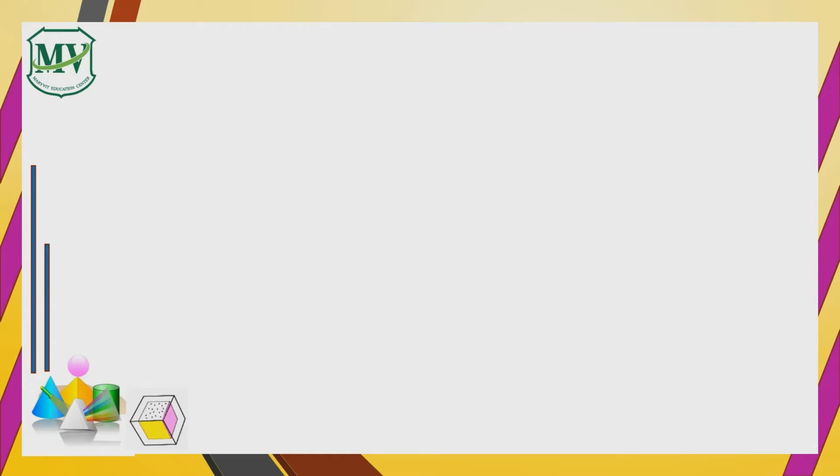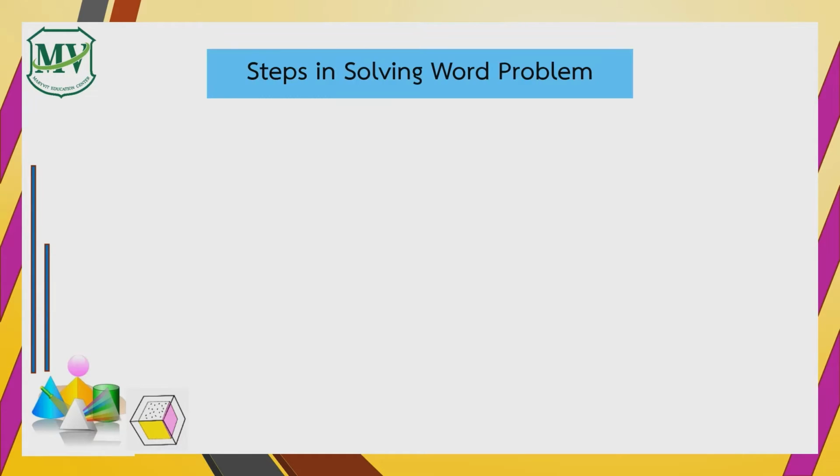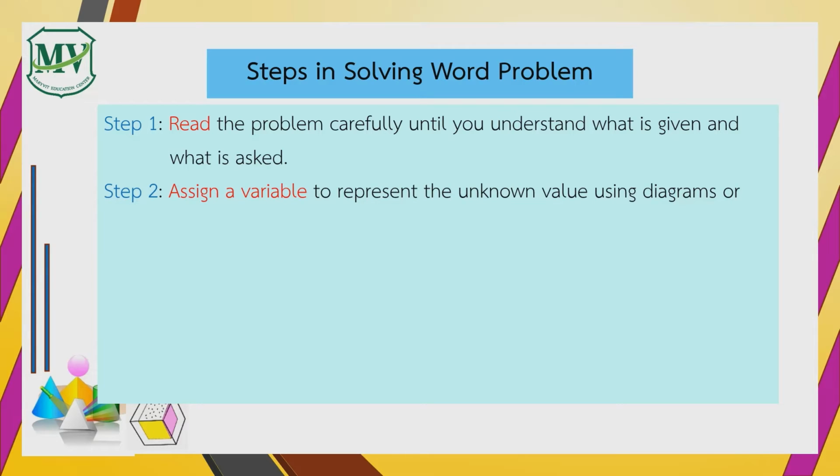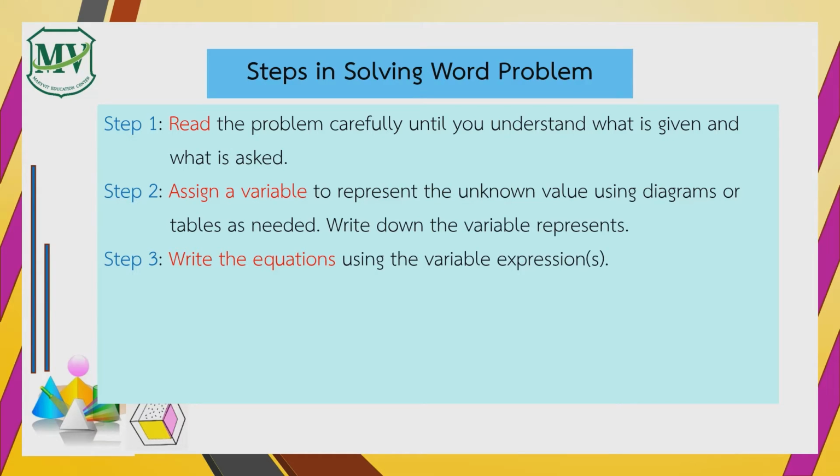Before we are going to solve word problems involving linear equation, let us identify first the steps in solving word problems. Step number 1, read the problem carefully until you understand what is given and what is asked. Number 2, assign a variable to represent the unknown value using diagrams or tables as needed. Write down what the variable represents. Number 3, write the equations using the variable expressions. Number 4, solve the equations. Number 5, state the answer. Is it reasonable? Number 6, check the answer given the original problem.